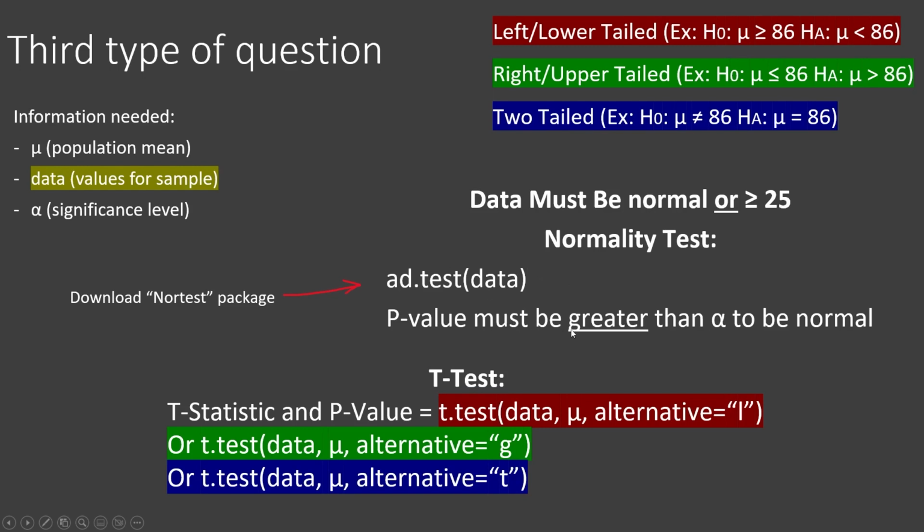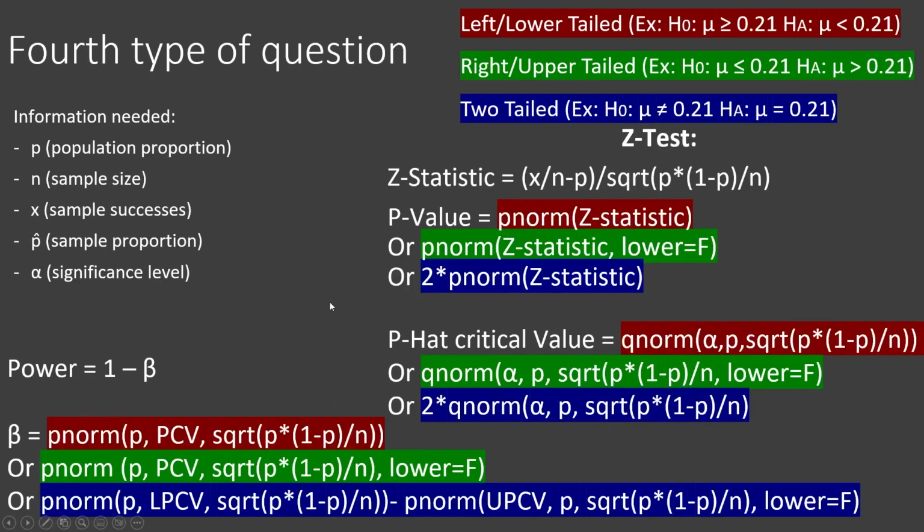You could also use box plots or just a normal plot and do it by eye, but I mean this is just simple, right? It's easy. And if it is normal, then you can find the t-statistic and p-value by doing t.test of your data, population mean, and just alternative equals less, alternative equals greater, or alternative equals two.sided, right? Simple, boom.